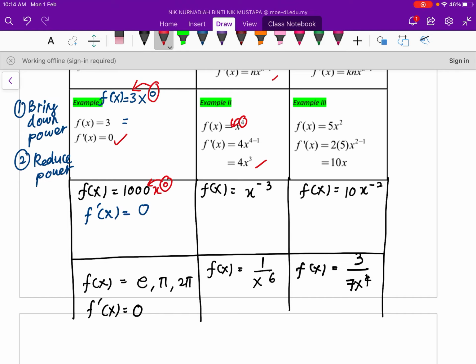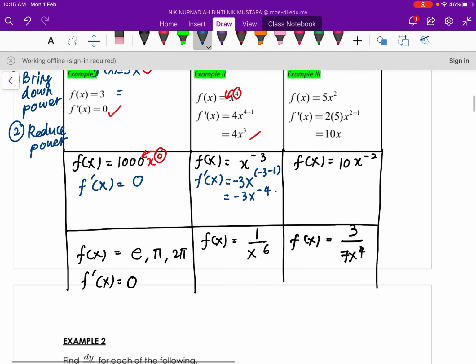Okay. So now we go to, still on the same column, we go to the f prime x. Okay, remember the step, bring down power, reduce power. So negative 3x to the power of, okay, the power here must be reduced by 1. So negative 3 minus 1. So it will become negative 3x to the power of negative 4. So that's the answer. Alright, now we go to the last one.